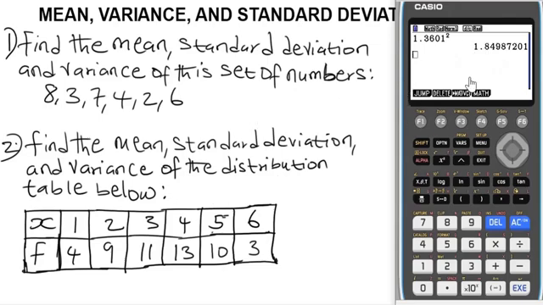So this is basically how you can solve problems involving mean, standard deviation, and variance of a distribution table, and the ones that don't involve frequency data, with this CASIO FX-50 graphical scientific calculator. Hope you learned something interesting from this video.